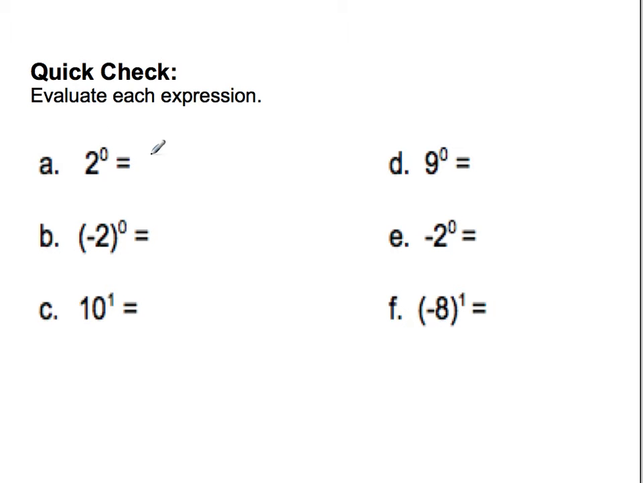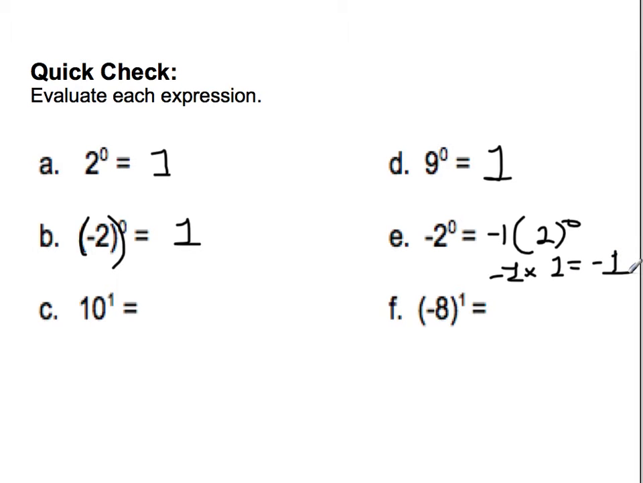Okay? So let's put this into practice. 2 to the power of 0 is 1. 9 to the power of 0 is 1. Now look here. Negative 2 is my base. So negative 2 to the power of 0 is 1. Here, this is like saying negative 1 times 2 to the power of 0. Following the order of operations, we have to do exponents first. So this is like saying negative 1 times 1, which is negative 1.